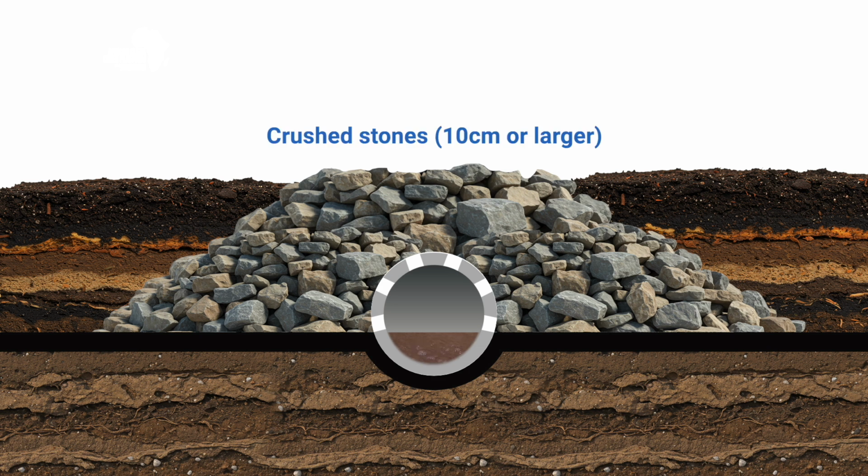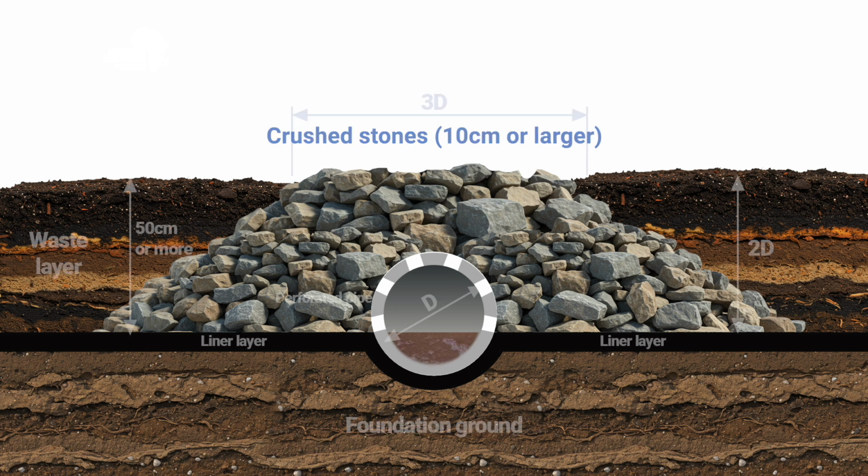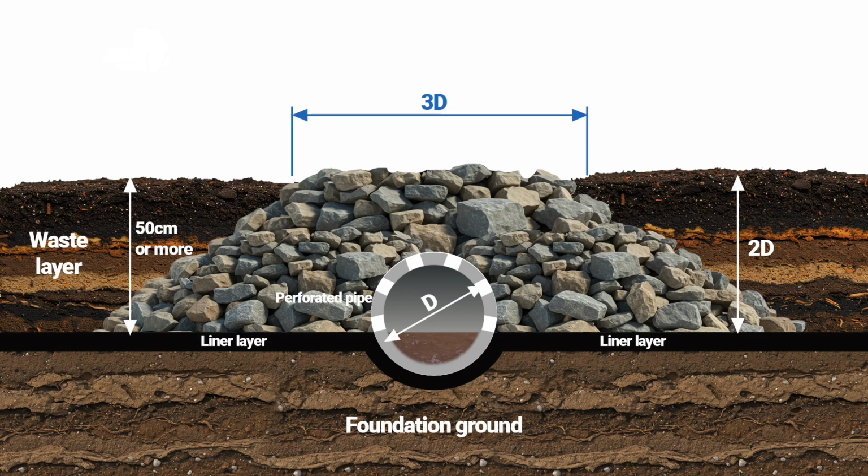Crushed stones of around 10 centimeters diameter each need to be arranged around the pipes as shown here. The stone area enhances microorganisms' activities and is crucial for methane gas reduction and leachate purification. They also prevent waste clogging of the purification holes.